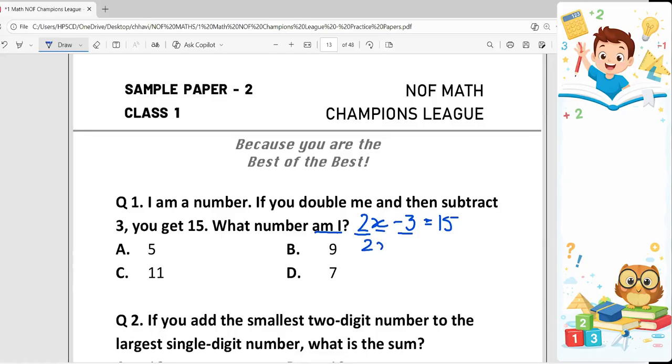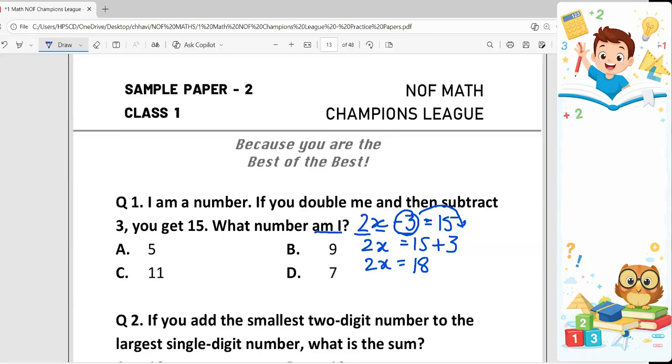So what we will do for that? We will take 2x over here. We'll shift this minus 3 over here. So it will be 15 plus 3, because when we move this from one side to the other side of equal, we have to change the sign. So 2x equals, we will add it: 15, 16, 17, 18.